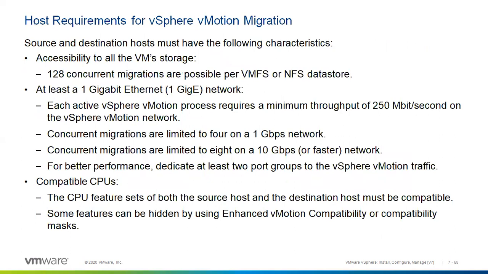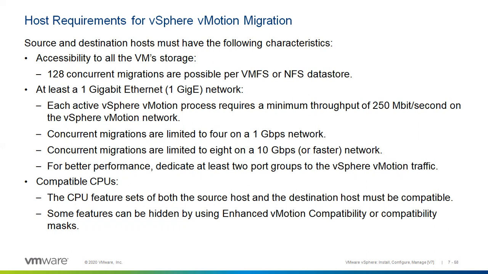From a requirement perspective, we need accessibility of all VM storage. 128 concurrent migrations can happen over the VMFS datastore, and we prefer to give at least a 1 Gbps network with throughput of 250 Mbps for vSphere vMotion. Concurrent migrations are 4 on a 1 Gbps and 8 on a 10 Gbps network. For better performance, give a dedicated port group, a separate port group, for the vSphere vMotion traffic.